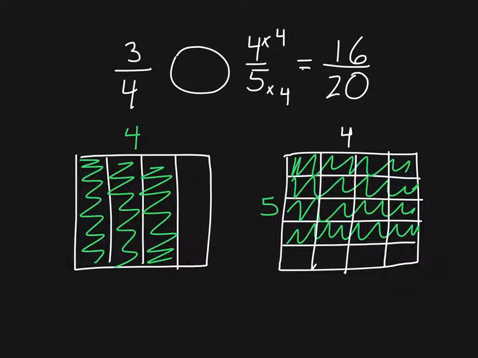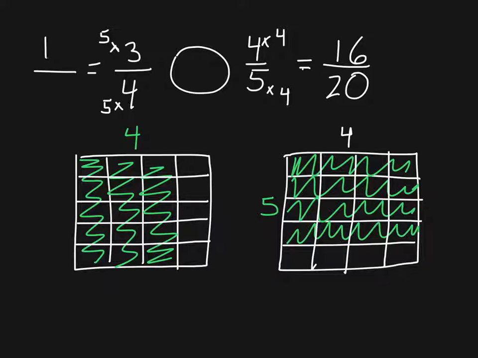Now I'm going to do the same thing over on this other side. For this area model, my 3/4, I'm going to draw the 5 horizontal rows. So I'm basically just multiplying this 4 by 5, and whatever I do to the bottom, I have to do to the top. So now it's 3 times 5. Well, now my equivalent fraction is 15/20.